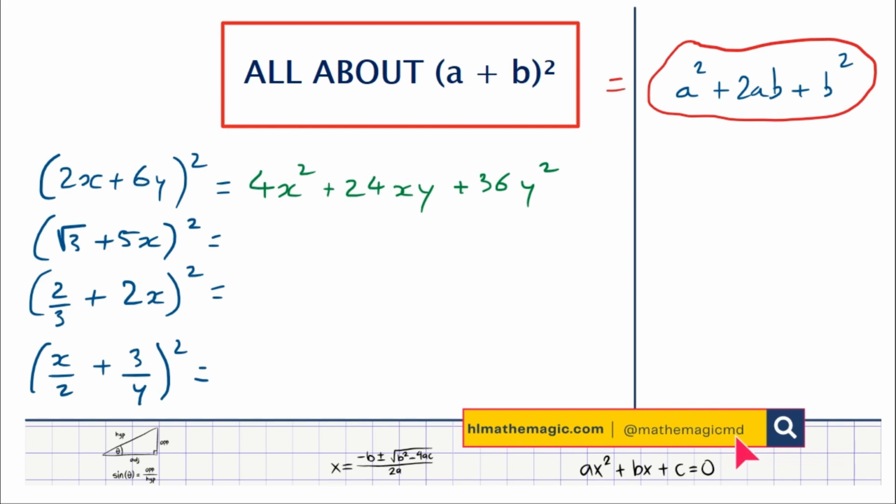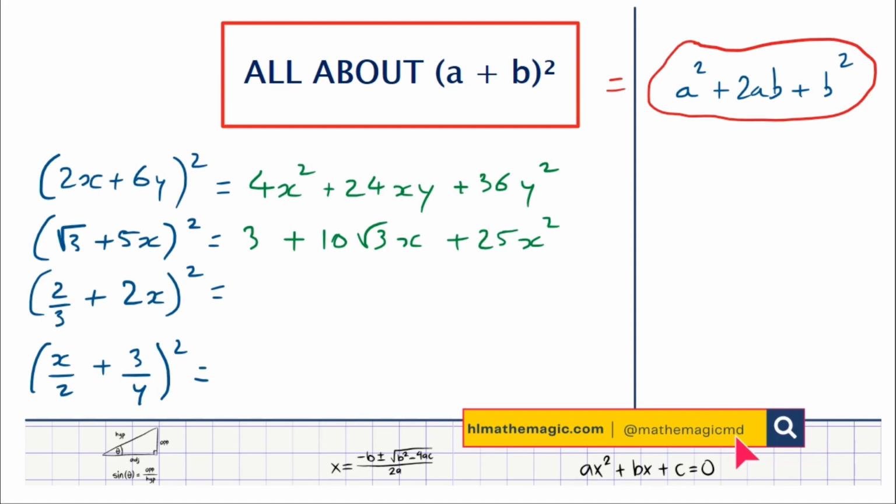Second question, tricky because there's a square root. So the square root of 3 squared is going to be 3, plus 2 times 5 times root 3. So 2 times 5 is 10. We're going to have 10 root 3 here in the middle, 10 root 3x. And for the last term, we'll have 5x in bracket squared, which is going to be 25x squared. Very good if you manage to do that one as well.